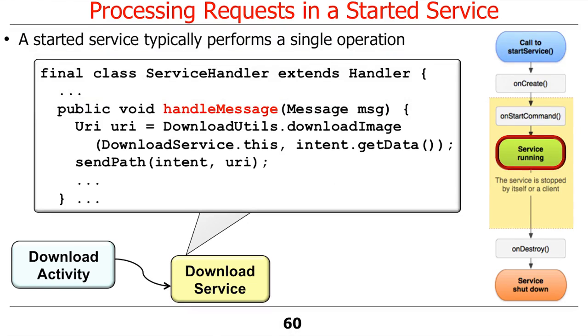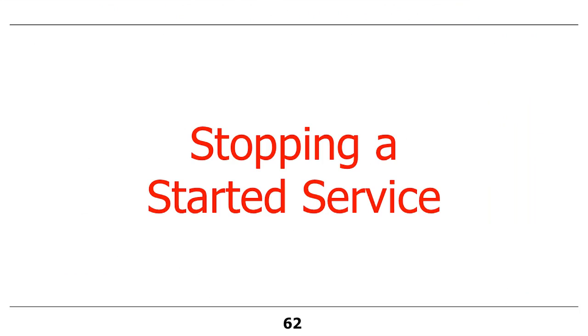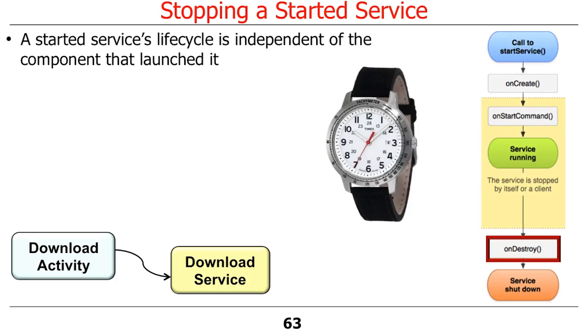A started service typically performs a single operation. In this case, the handleMessage method is going to do the work. And as you can see, what it will do for the image downloader app is it'll retrieve an image from the remote server and then send the path name to the downloaded image back to the client. We'll wrap up this part of the lesson by describing the third implementation step, which involves stopping a started service.